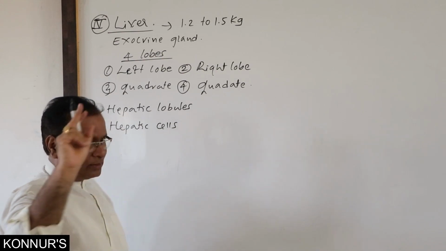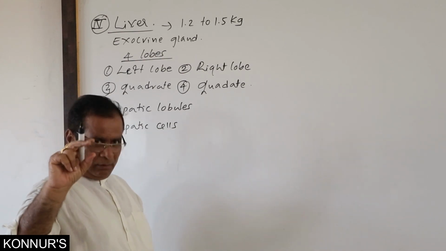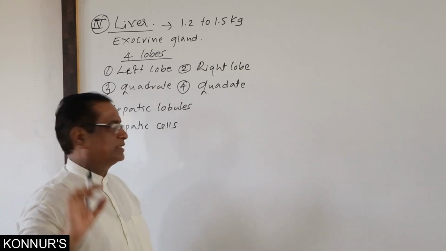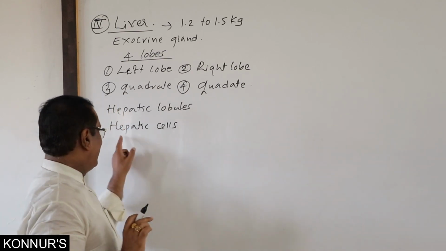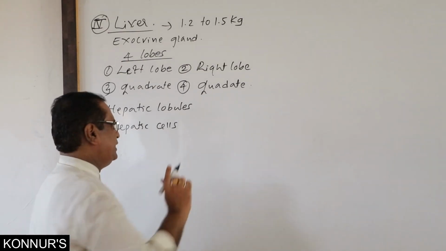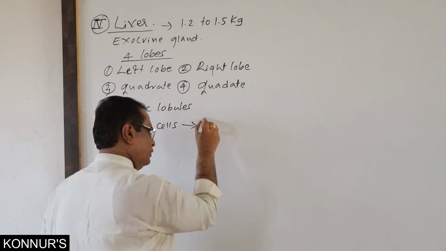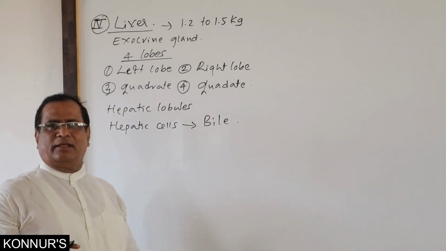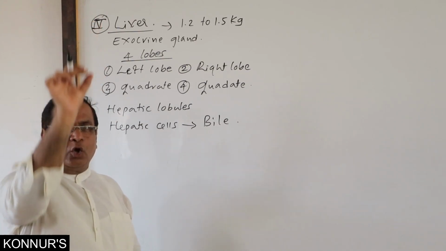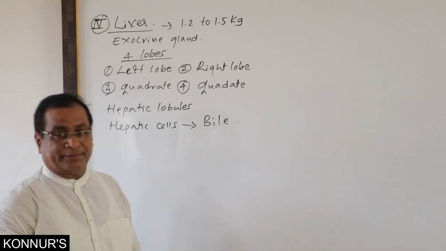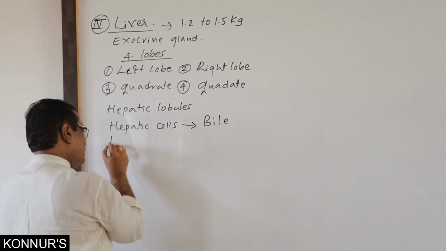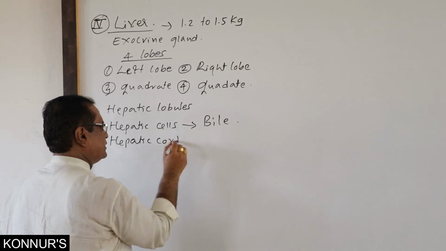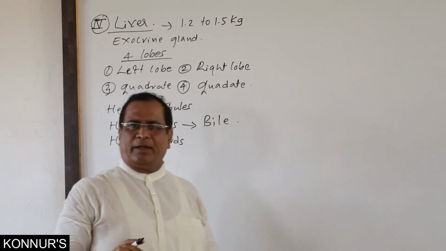Remember, the cells of the pancreas are named pancreatic cells. The cells of the liver are hepatic cells. These are meant for the production of bile. But these hepatic cells are arranged in the form of columns. Hence, they are called hepatic cords.